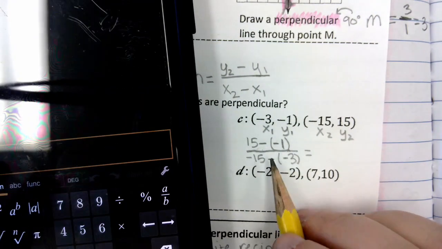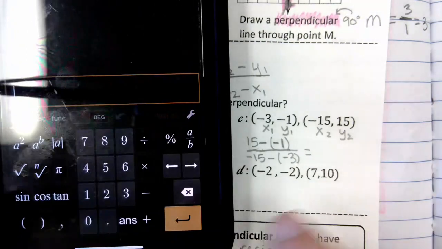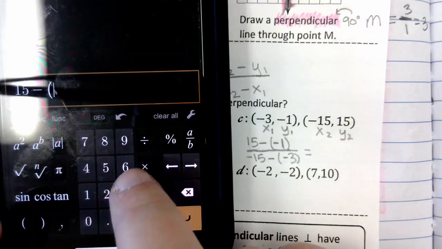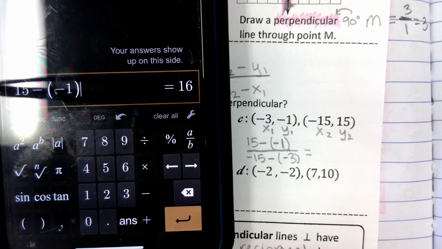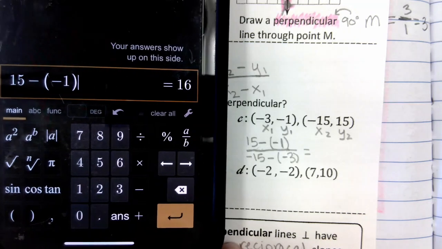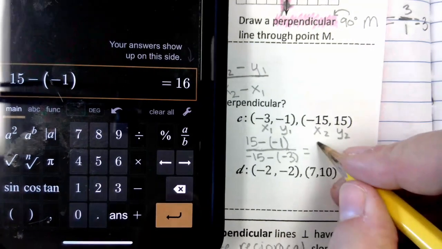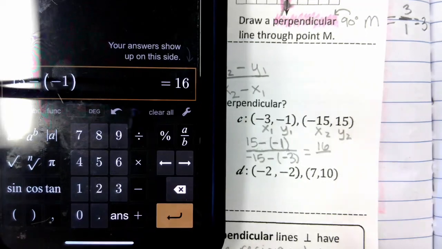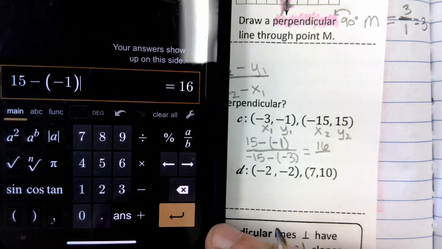You guys are just the most chatty today. 16. Wonderful. Good job. Alright, and then on the bottom we have negative 15 minus negative 3. And we get negative 12.